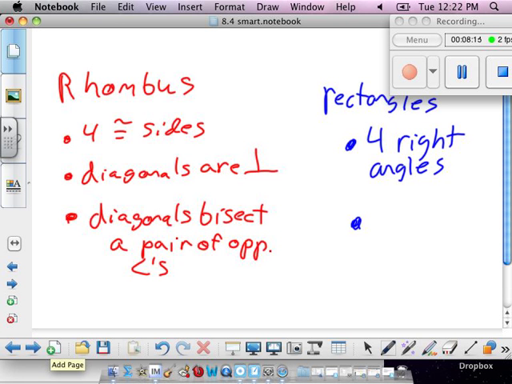What's the rectangle color? It's got 4 right angles, right? Who's got 813? Justin? What does 813 say on the front of the paper? Diagonals are congruent.